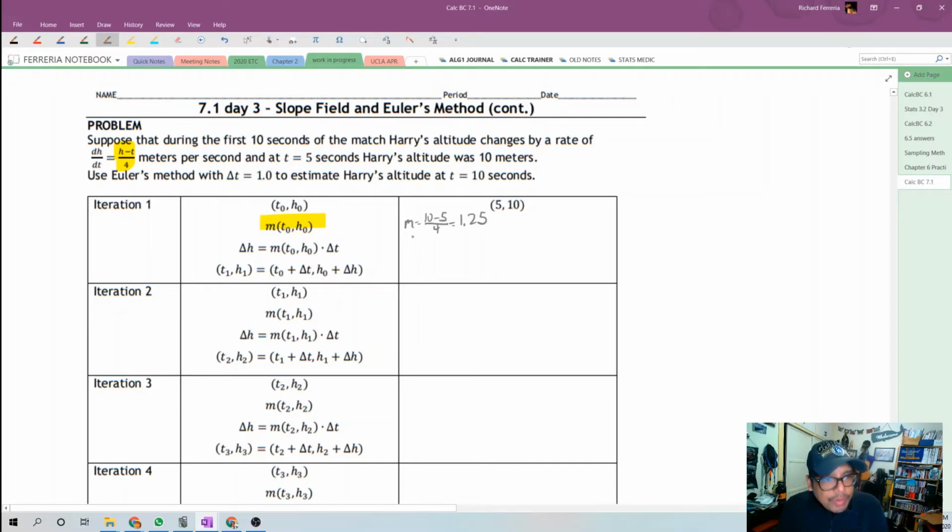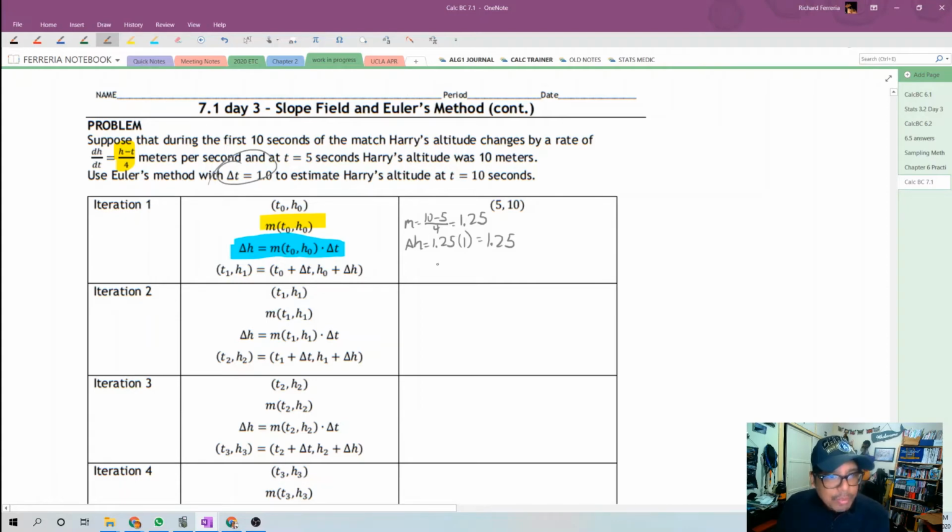Next, we're going to figure out delta H. Delta H is equal to the slope multiplied by delta T. In our case, the slope was 1.25, multiplied by our delta T. Well, that's kind of easy. Our delta T is always going to be 1. So that's going to be equal to 1.25. That's our delta H.